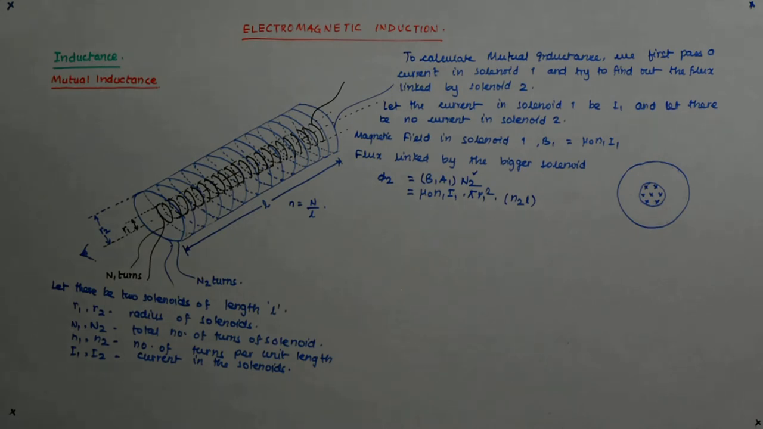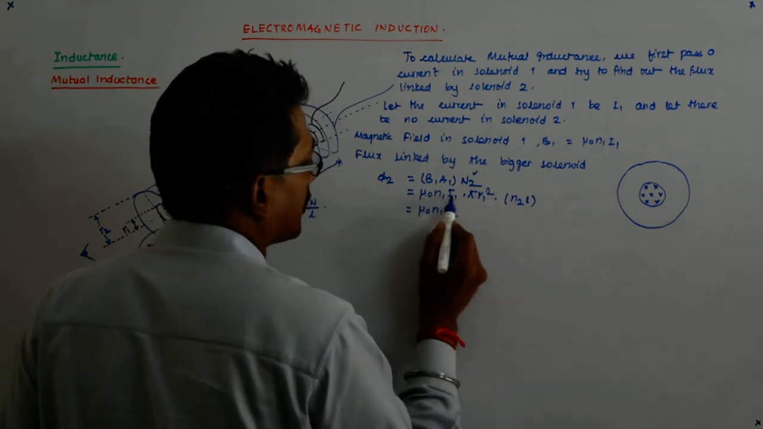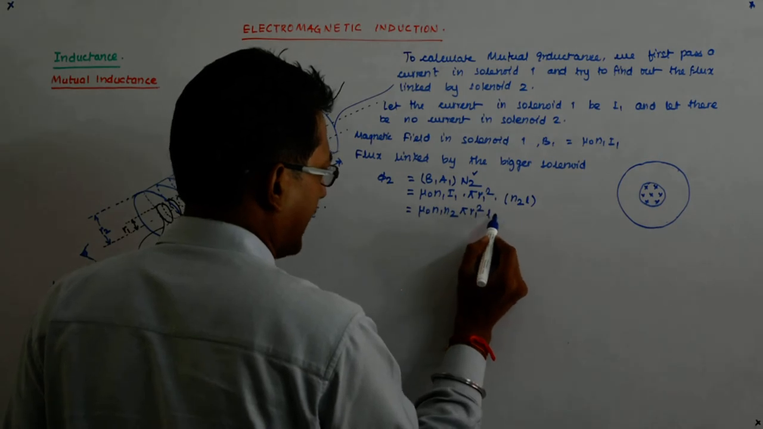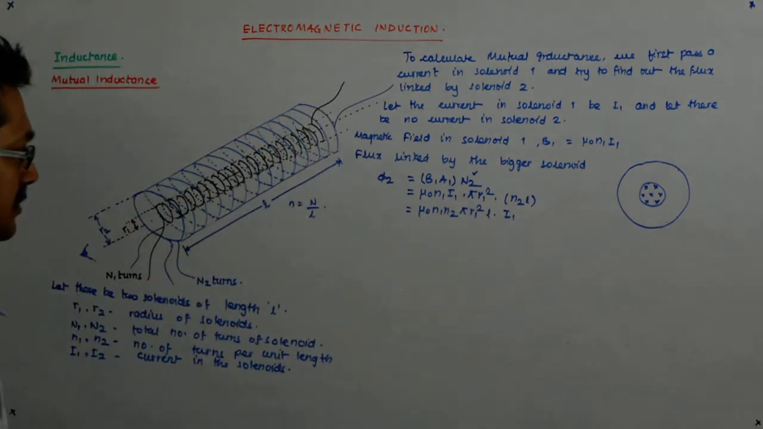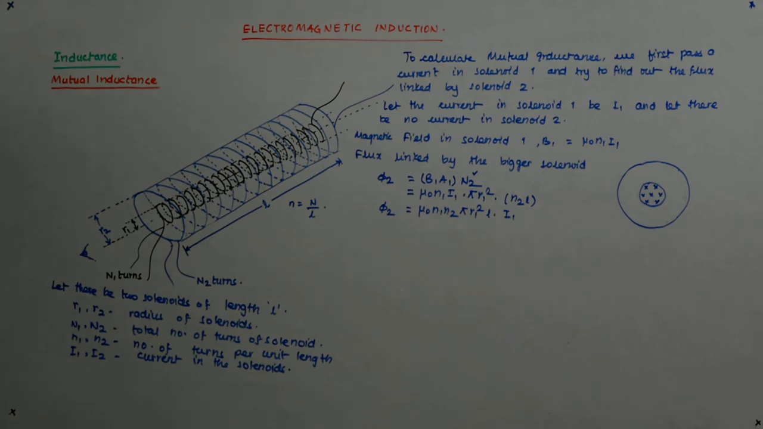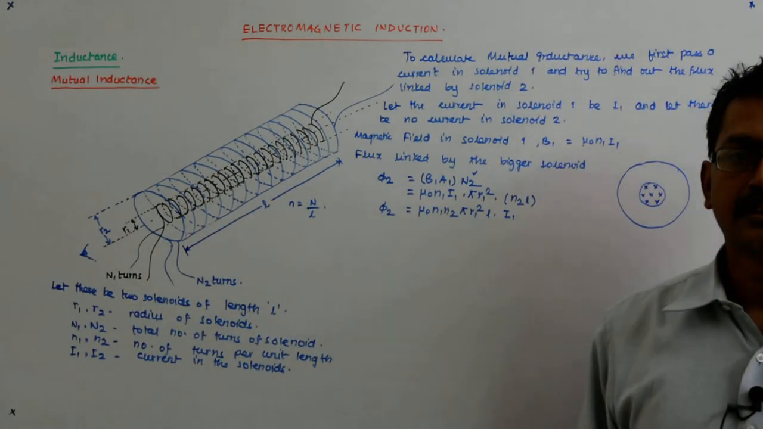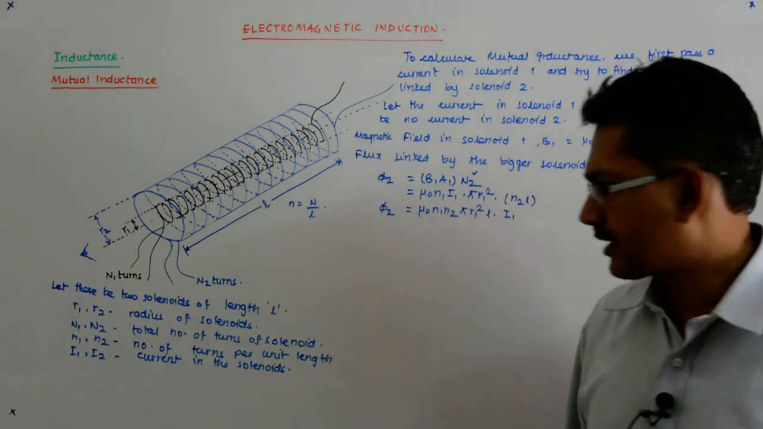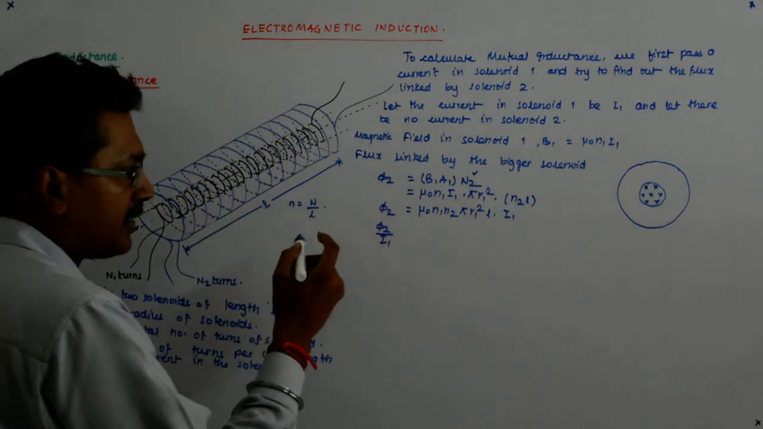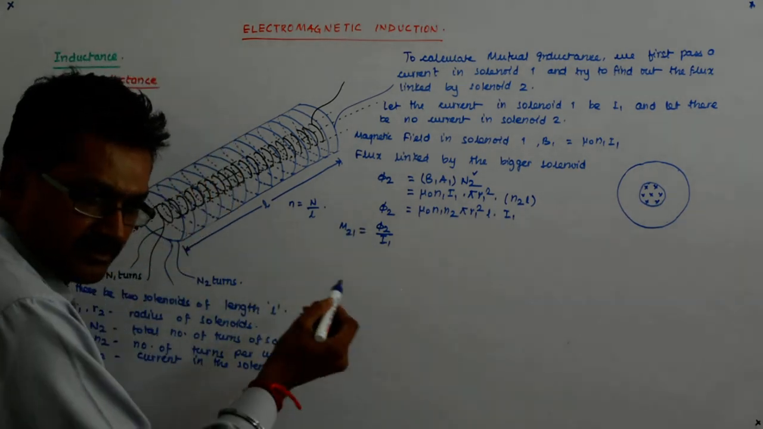It is n2 into L. So I get mu naught n1 n2 pi R1 square L I1. Phi 2 is that. We get the point? And what had we said? What is mutual inductance? Phi 2 upon I1, right. So we are actually interested in this quantity, phi 2 upon I1. And what will it be? Flux due to current in 1, M21. So M21 is equal to this, is it not?